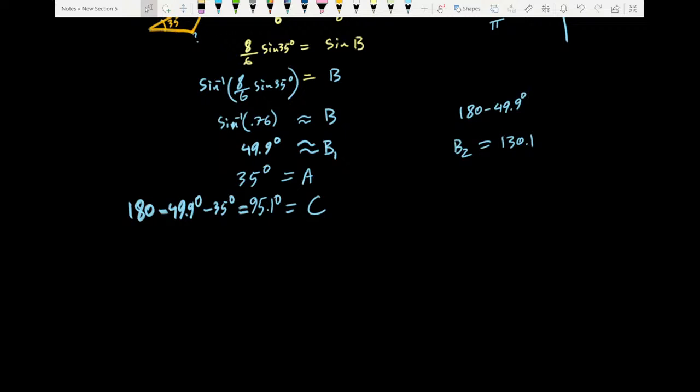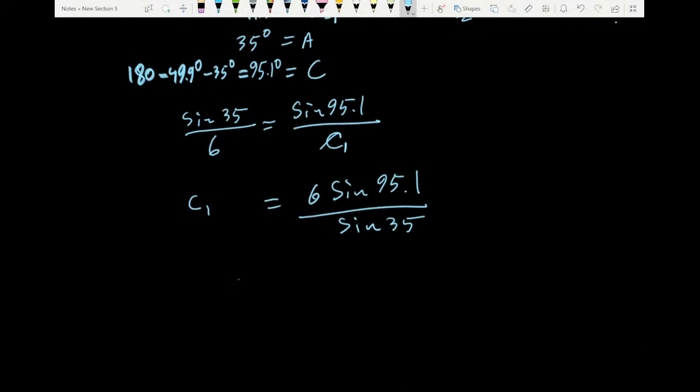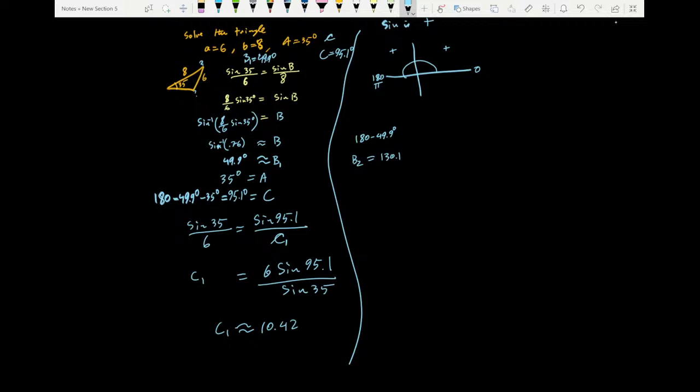Side C is going to be sine of 35 over 6. I could have used 49, but I like whole numbers. Then sine of 95.1 over C. That's the possible one. So C1 equals 6 times the sine of 95.1 over sine of 35. And approximately C1 is going to be 10.42. So these are all the possible answers for this triangle.